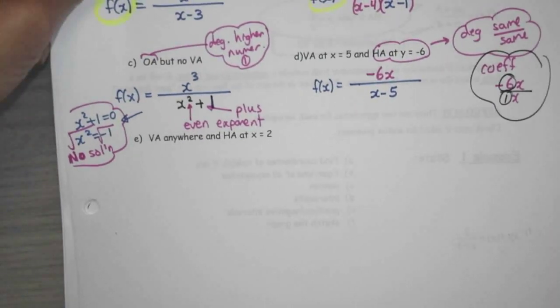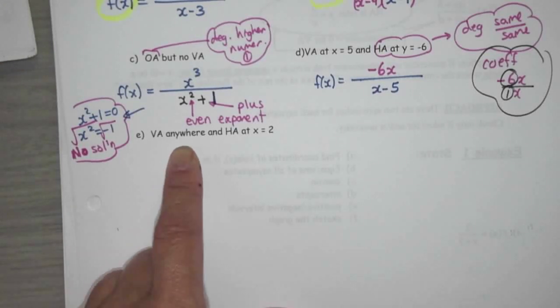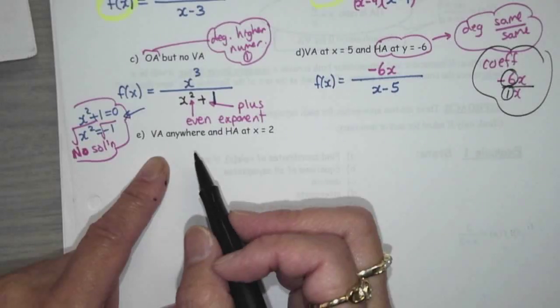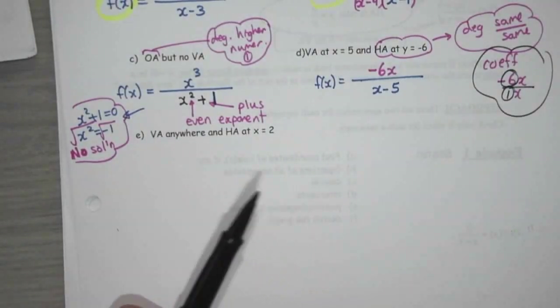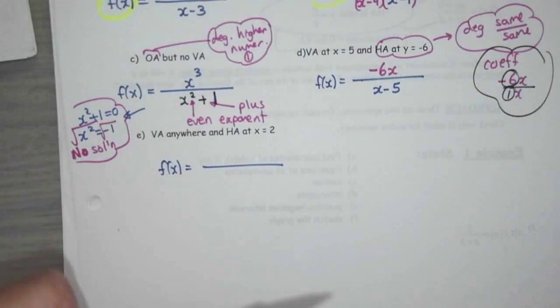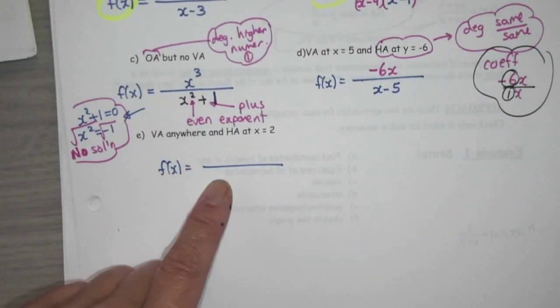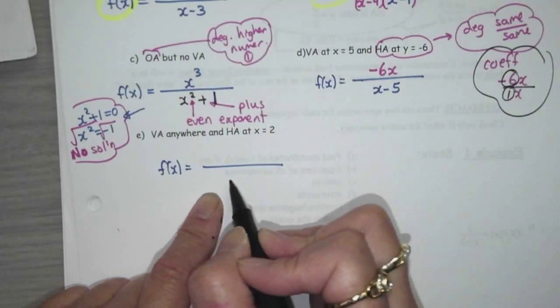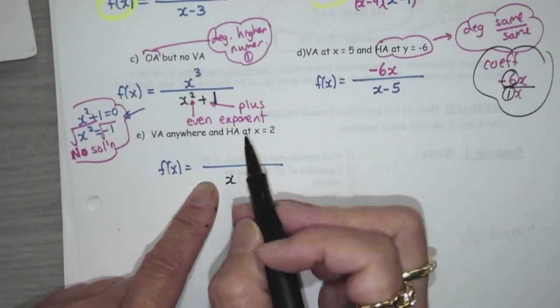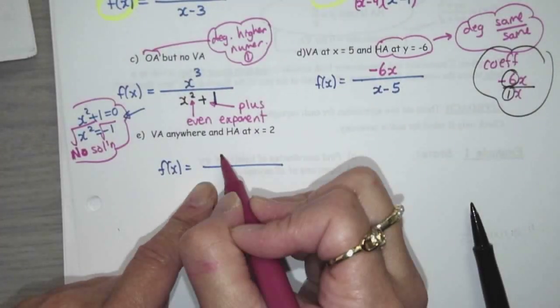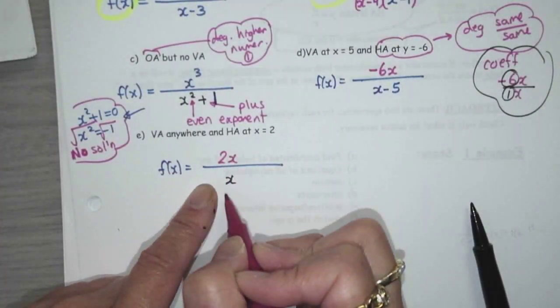Okay, last one is vertical asymptote anywhere, horizontal at 2. So my vertical asymptote, so let's set this up. Okay, rational, so top and bottom should have x's. Vertical asymptote anywhere, so I know it'll be, I don't know, x something. Horizontal at 2. So in the top, I know it'll be a 2x to match it.